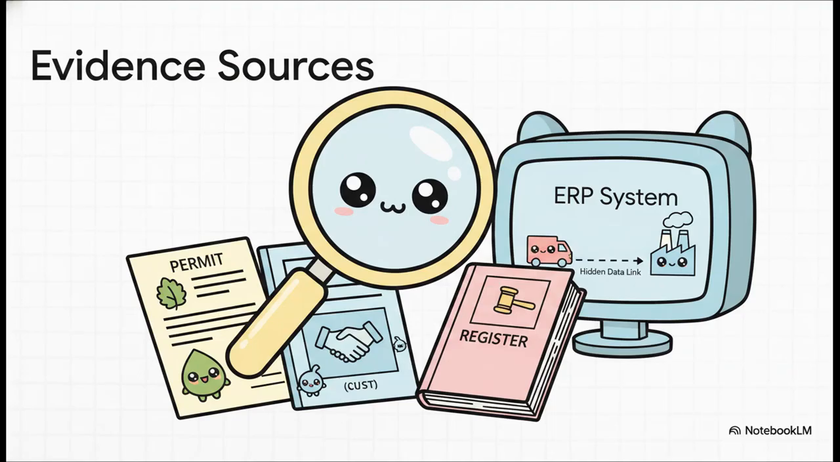Auditors pull from a wide array of valid sources. They look at the documented scope statements, yes, but they cross-reference those with environmental permits and legal registers. They dig into contracts and supplier agreements. They even dive into ERP systems and digital monitoring dashboards. An ERP system, for example, might reveal procurement records for a massive logistics contractor that the company claims they have no influence over. The data always tells the true story.